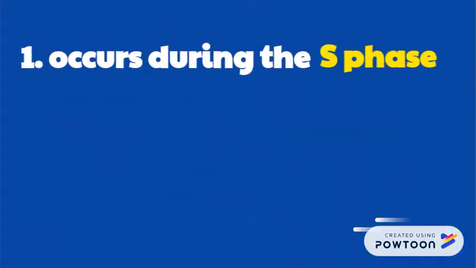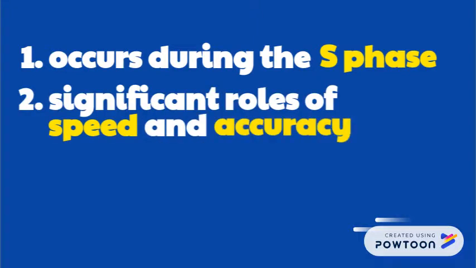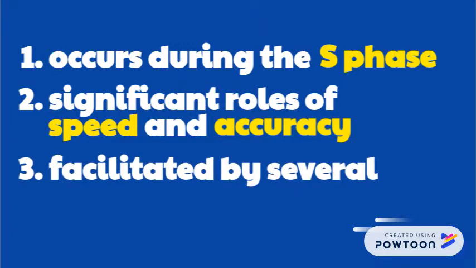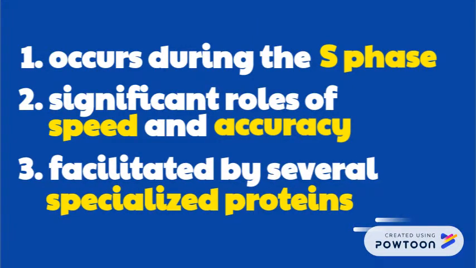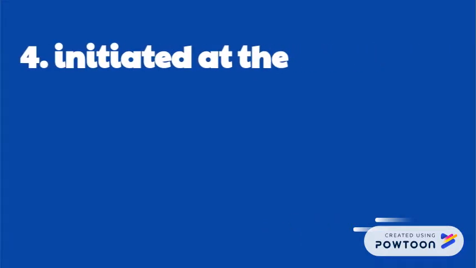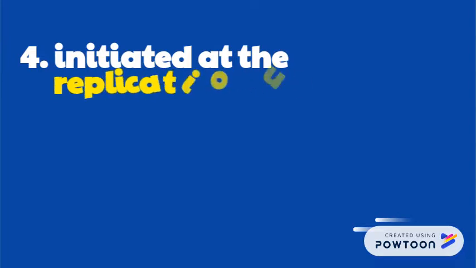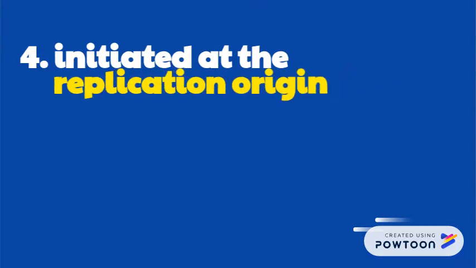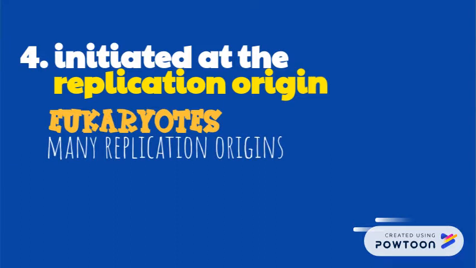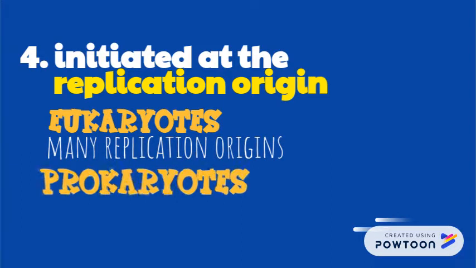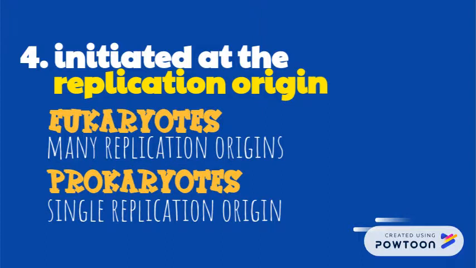DNA replication occurs during the S phase of interphase, which was covered in last month's segment. When learning about replication, it's important to note the significant roles of speed and accuracy in the process, which is facilitated by several specialized proteins that we'll get into later. The process is initiated at a specific nucleotide sequence known as the replication origin. In eukaryotes, there are many replication origins, while prokaryotes only have a single replication origin.